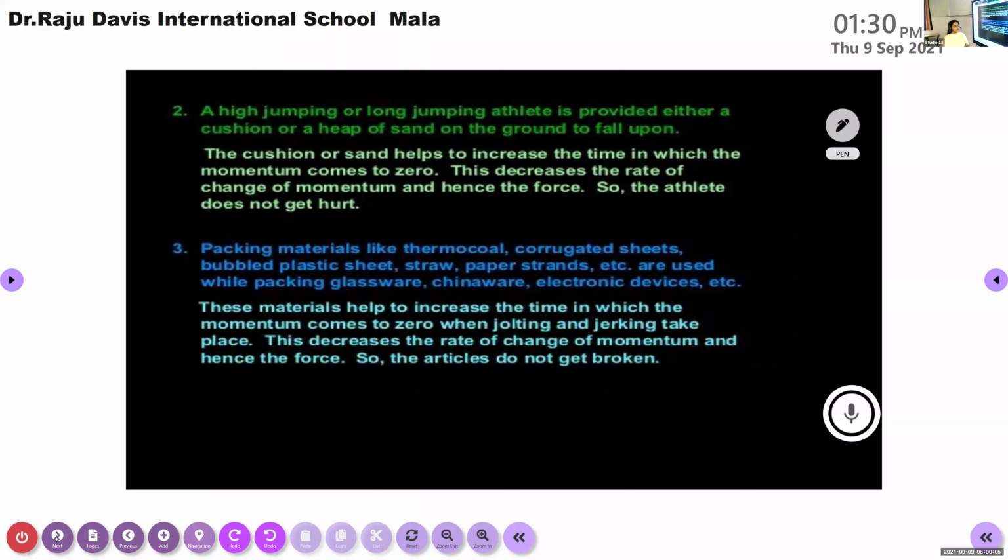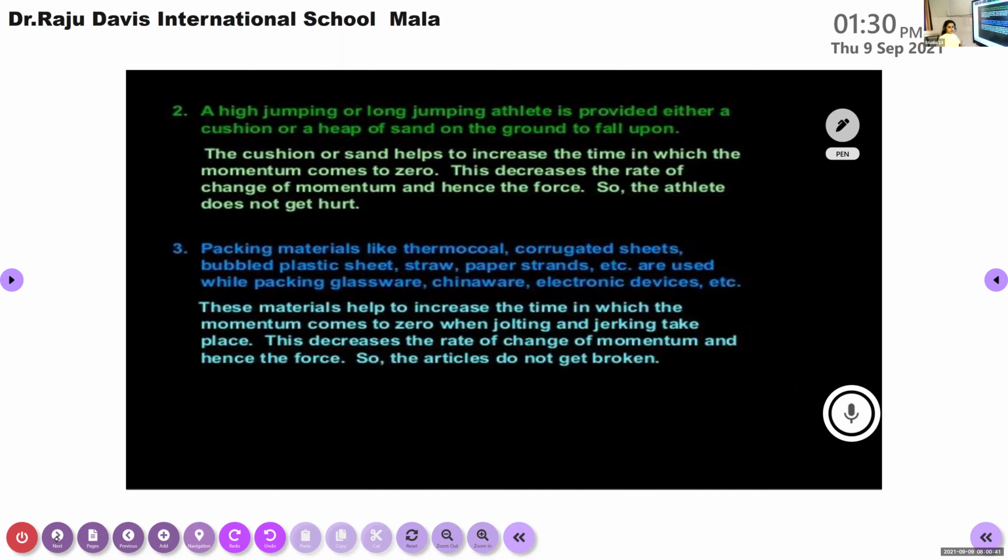Now, the second application. A high jumping or long jumping athlete is provided either a cushion or a heap of sand on the ground to fall upon. Normally not a cushion; in Olympic seasons, they are provided a cushion. Otherwise, in youth festivals and all, they are provided a heap of sand. In normal sports games, they are provided with a heap of sand on the ground to fall upon.